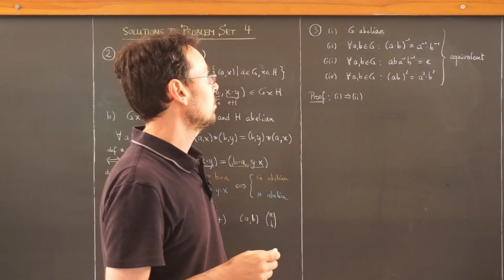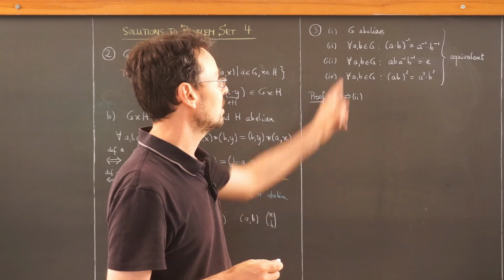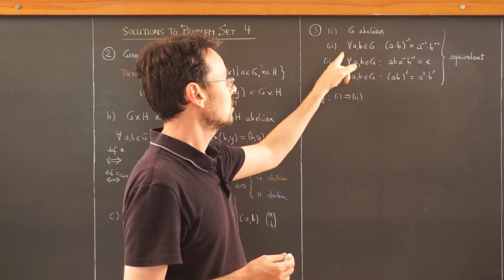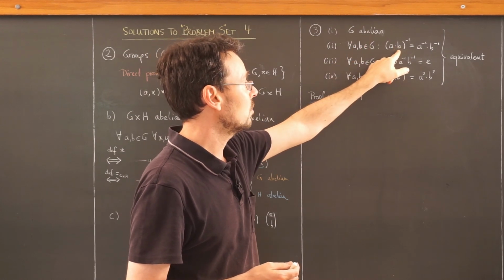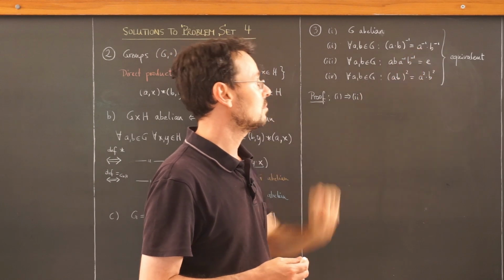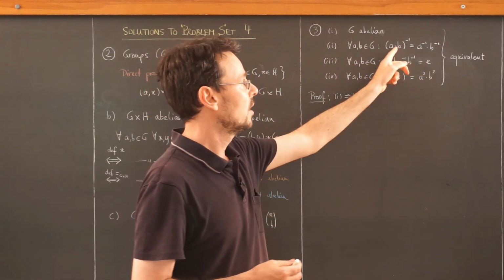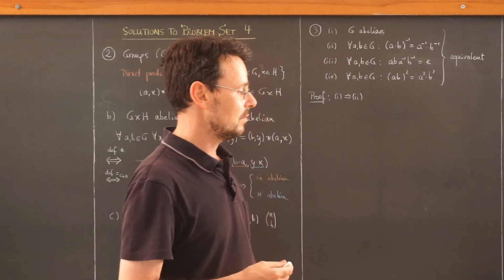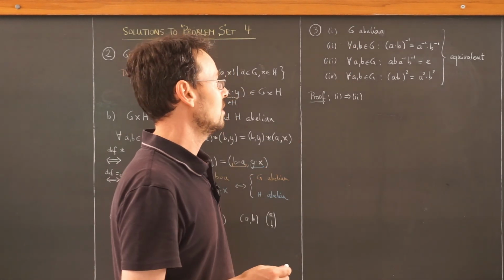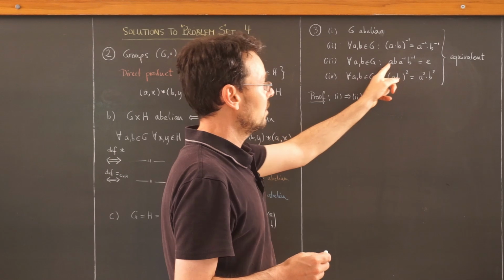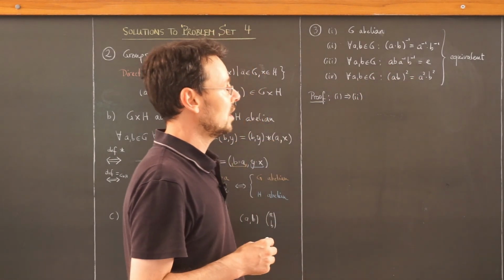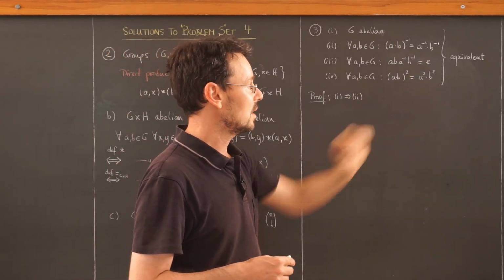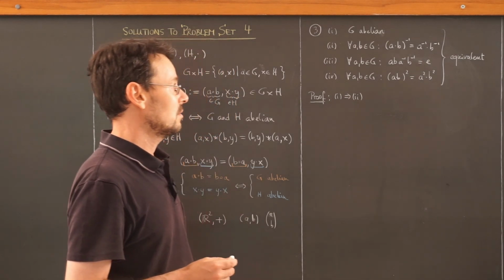Okay, exercise number 3. We are supposed to show that these statements are all equivalent. First, G is abelian. Second, the inverse of A dot B, or simply AB, is A inverse B inverse. If you remember in proposition 1, we showed that in general the order is switched, so we have B inverse times A inverse, but if G is abelian, then this is the same. Third, this expression here, which is called the commutator of A and B, is the identity. Or fourth, that AB squared is the same as A squared times B squared.